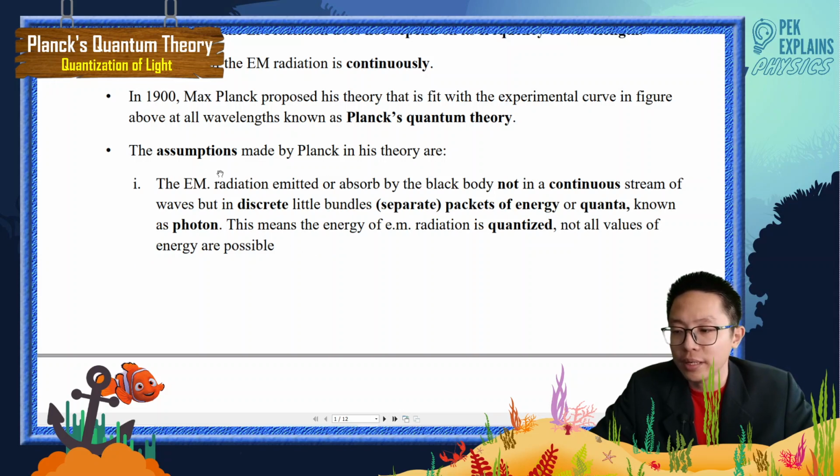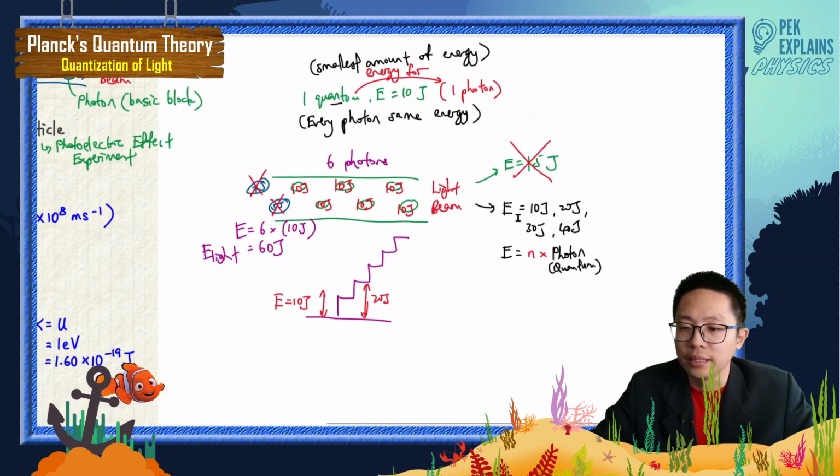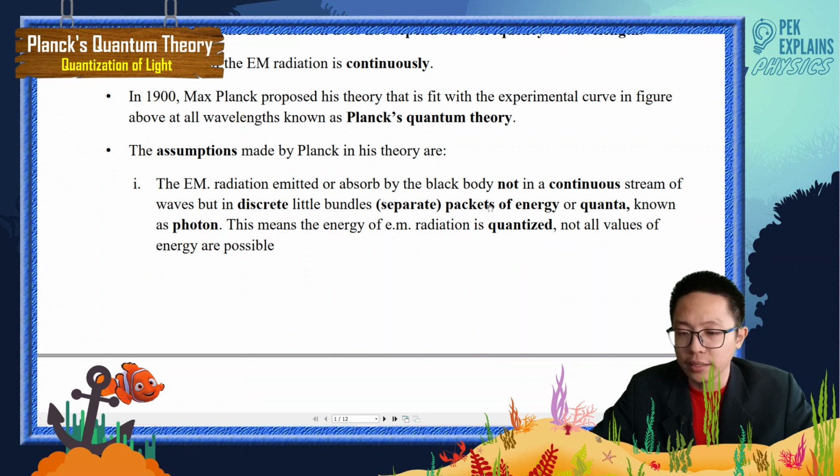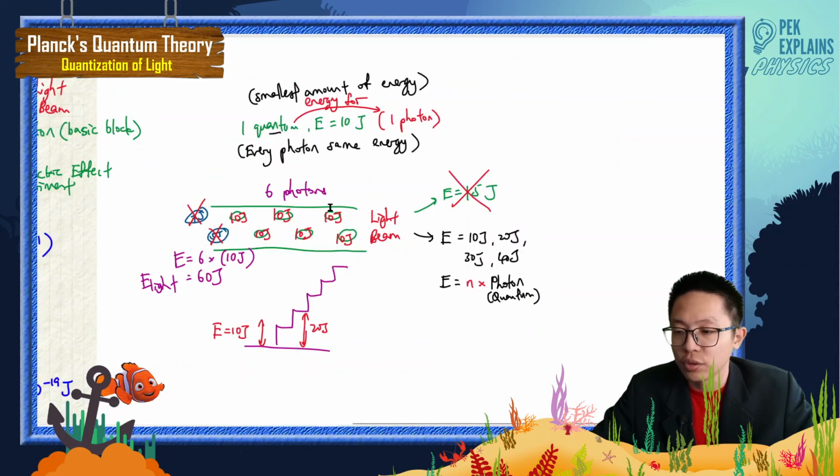So what is being said here is that the radiation, the light, is what I explained over here. The light exists in discrete form, and the energy is quantized. Not all values of energy are possible. So you cannot find light with energy of 15 joule or maybe 17 joule. The energy of light only exists in 10 joule, 20 joule, 30 joule, 40 joule if the energy of one photon is 10 joule. You cannot find energy of 15 joule or 17 joule.